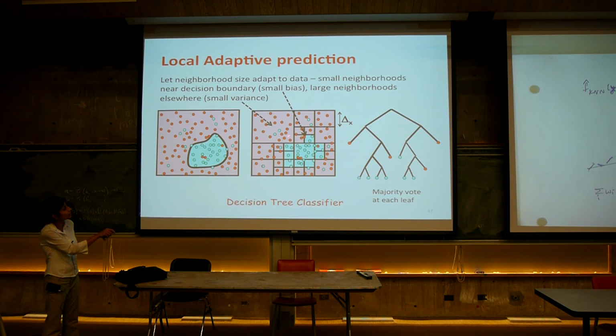If I take a majority vote over here, I'm not being thrown off by this little noise here in terms of labels, whereas near the decision boundary I have smaller cells.